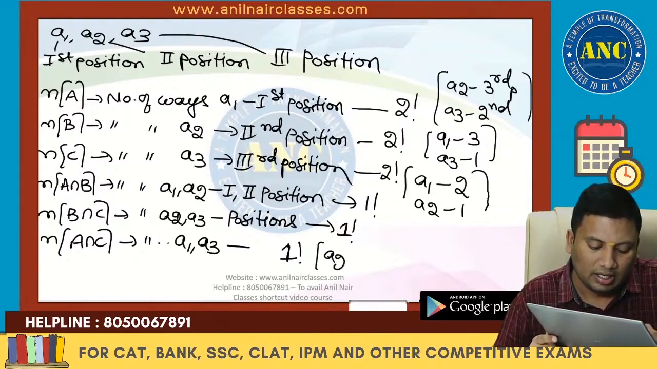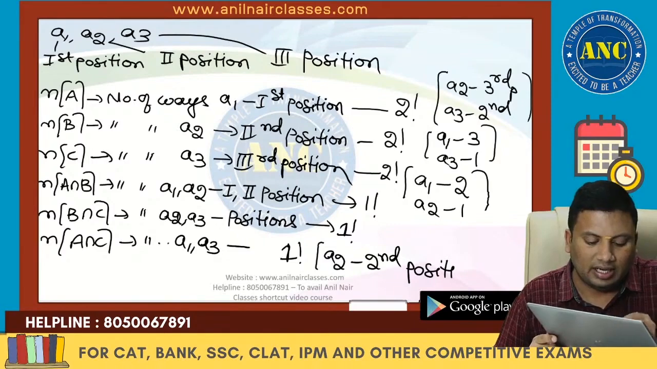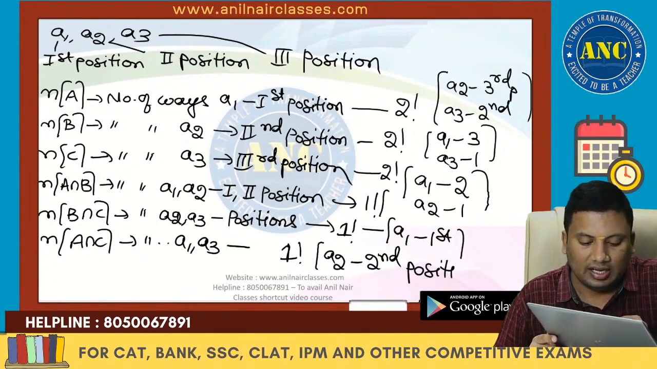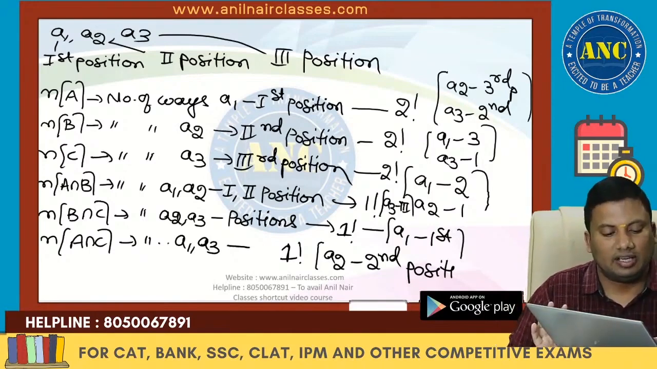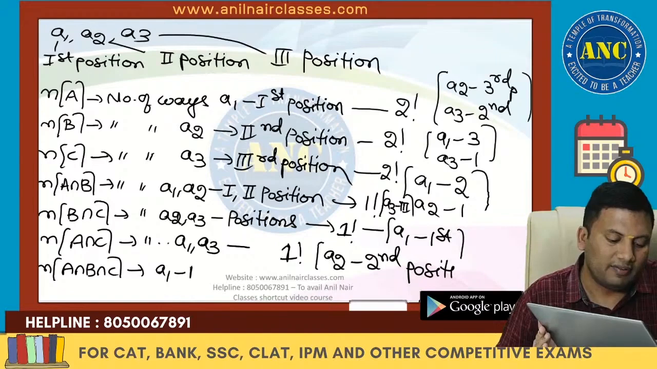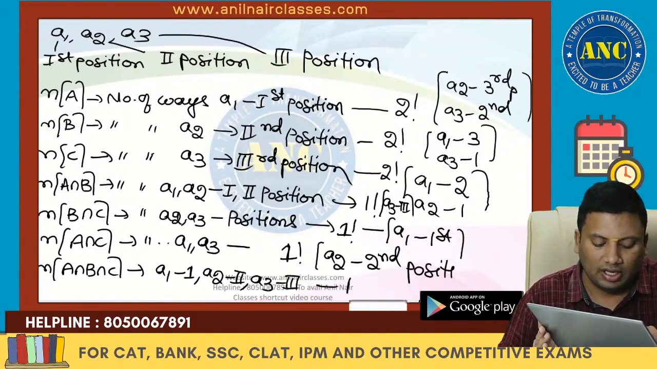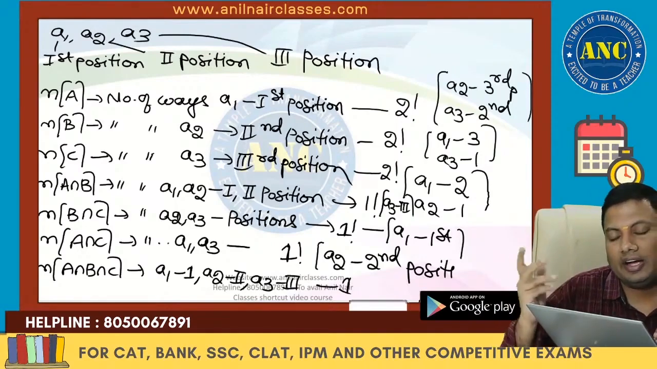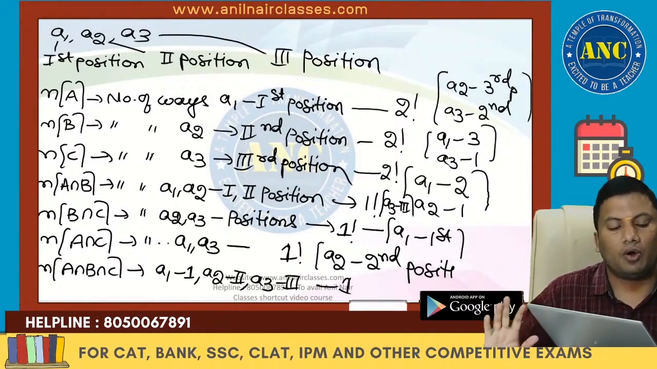This is nothing but A2 is in its second position. If A2 and A3 are in their original positions, A1 is in its first position. Here it is nothing but A3 is in its third position. Number of ways of arranging such that all the 3 are in their positions: A1 is in its first position, A2 is in its second position, A3 is in its third position. There is only one way. A1 in 1, A2 in 2 and A3 in 3. I hope it is clear.